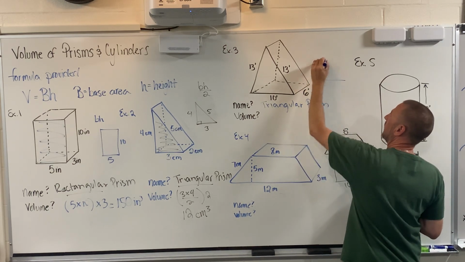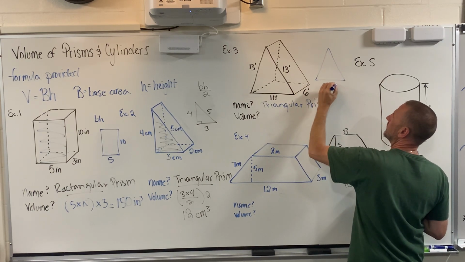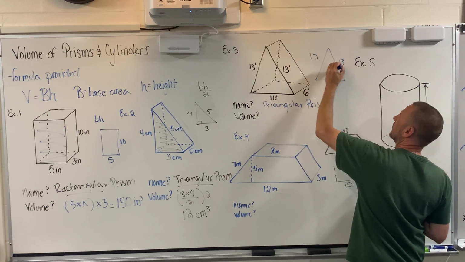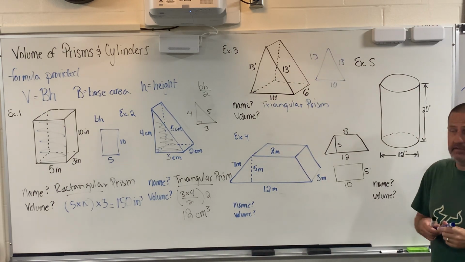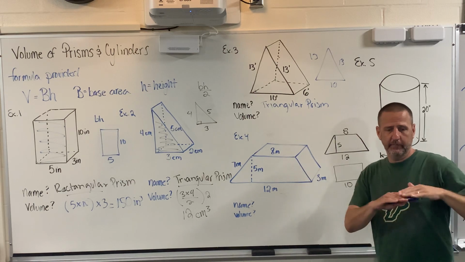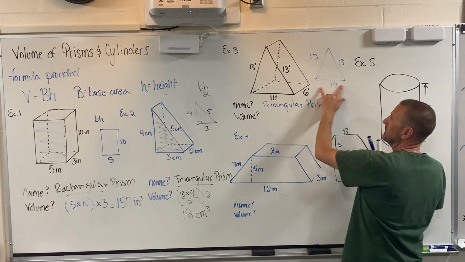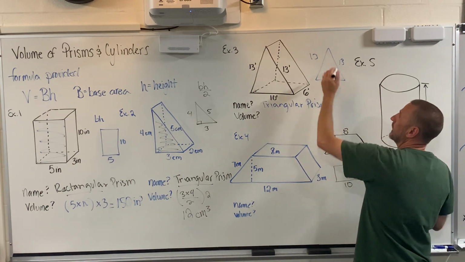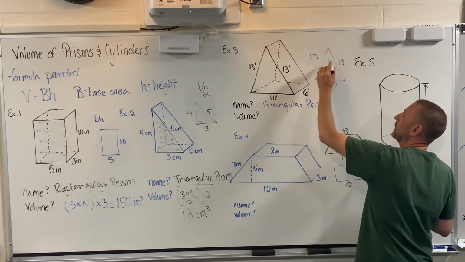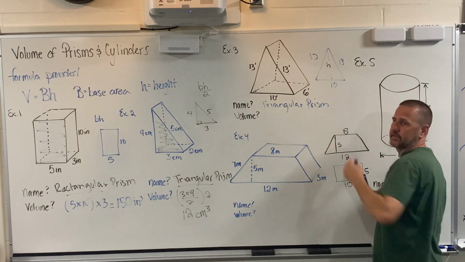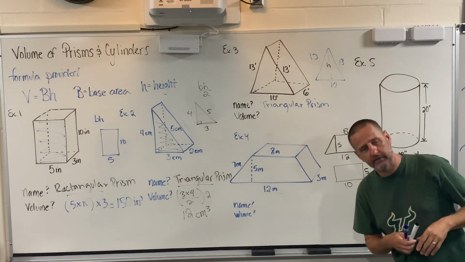So I draw the triangle, and I've got 10, 13, 13. Well, something's missing because my formula is base times height divided by 2. Here's my base, but where's my height? I don't have that number. I don't have the height. 13 is not the height. Nobody measures your height leaning sideways.